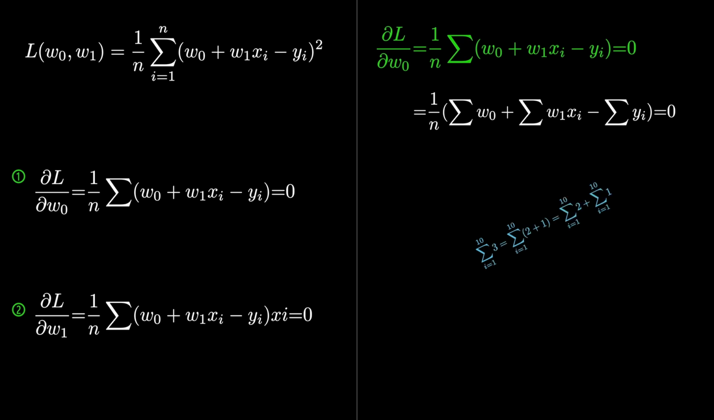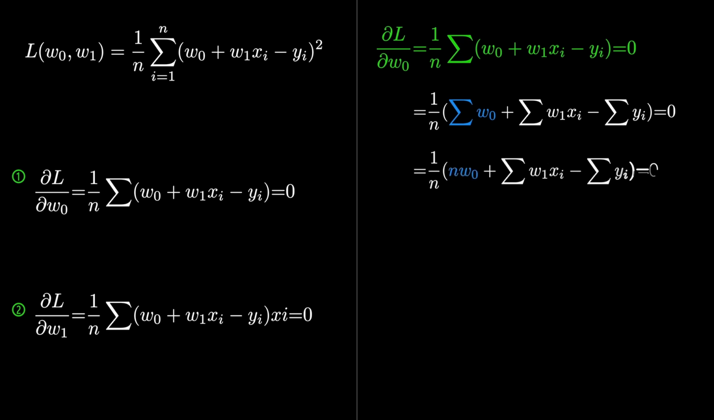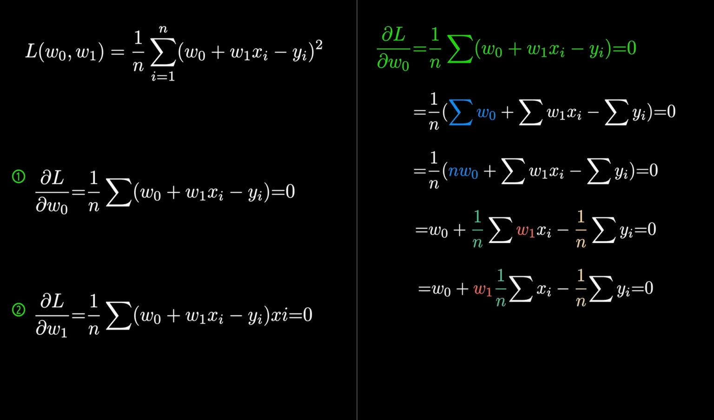Adding 3 10 times is the same as adding 1 10 times and then 2 10 times. So the distributive law holds. W0 is just added n times, giving n times W0. Then we can multiply each term by 1 over n, which you're familiar with. For W1, xi is a common factor, so we can factor it out. Now xi and yi are sums over n data points, divided by n, which gives the averages, x bar and y bar.